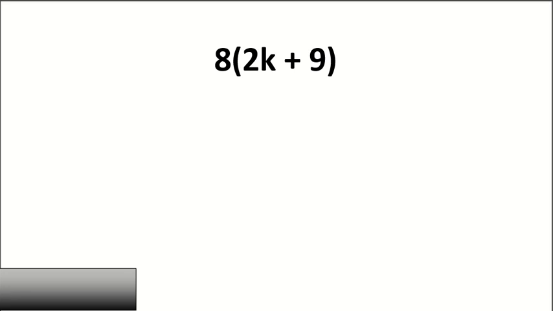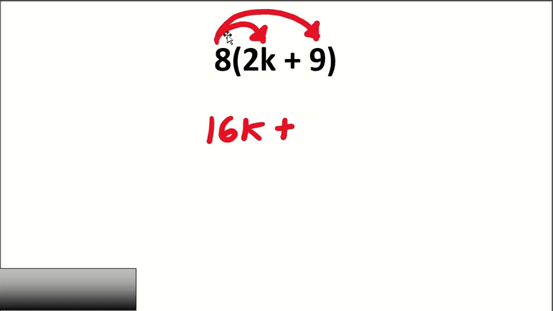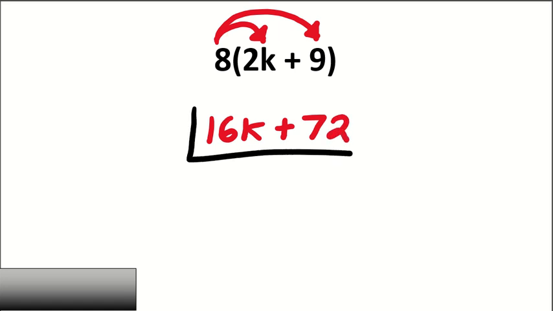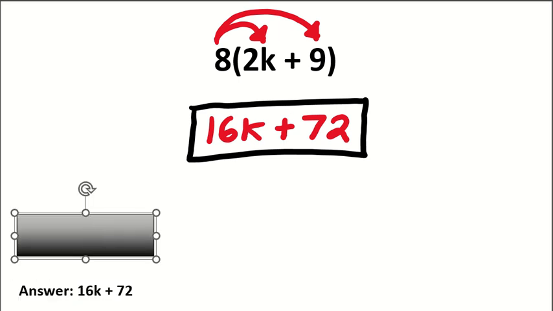2 more. 8 times 2k gives us 16k. Bring our plus sign down, and then 8 times 9. We know that 8 times 9 is 72, so we put our 72 there, and we have now rewritten this as the sum of 2 terms using, yet again, the distributive property.